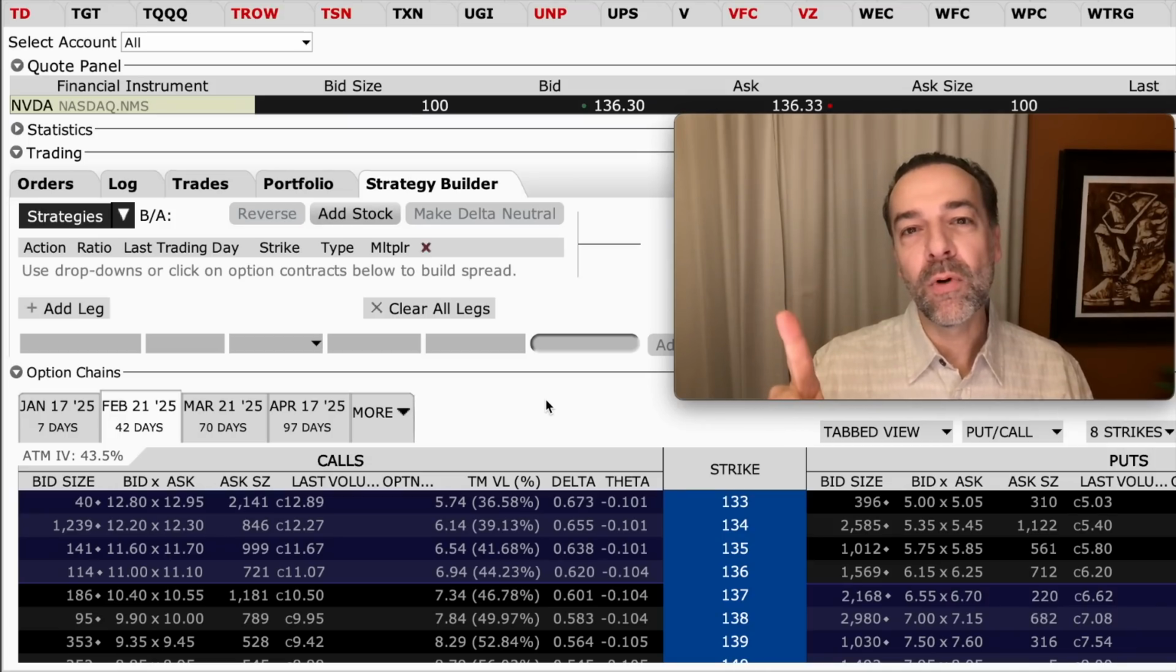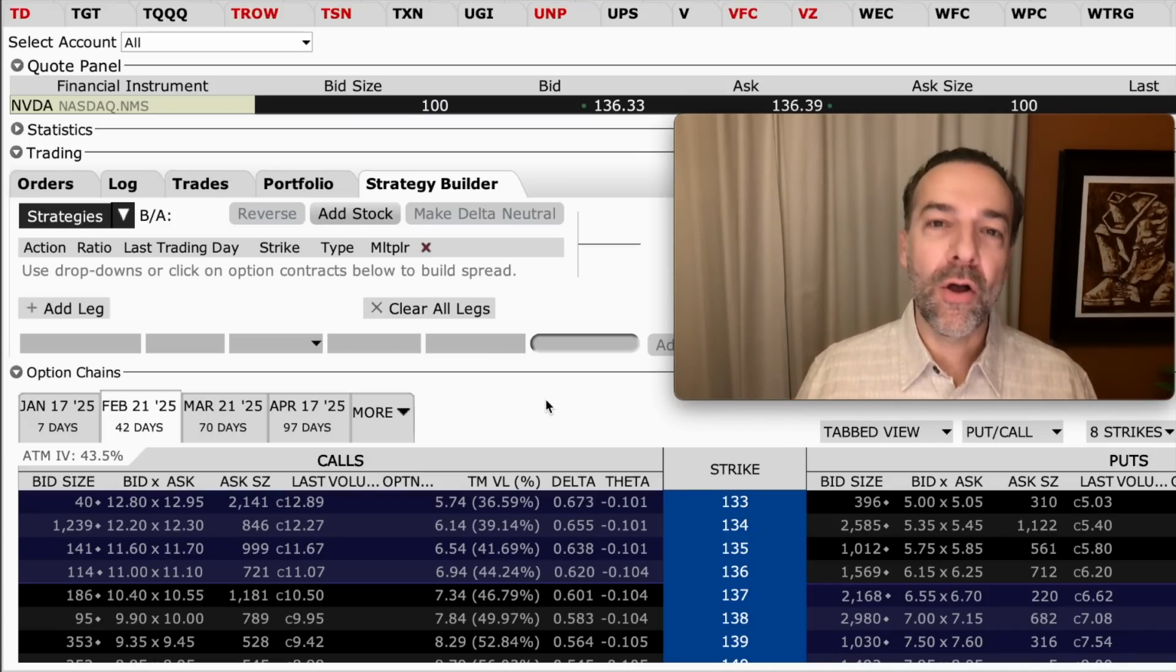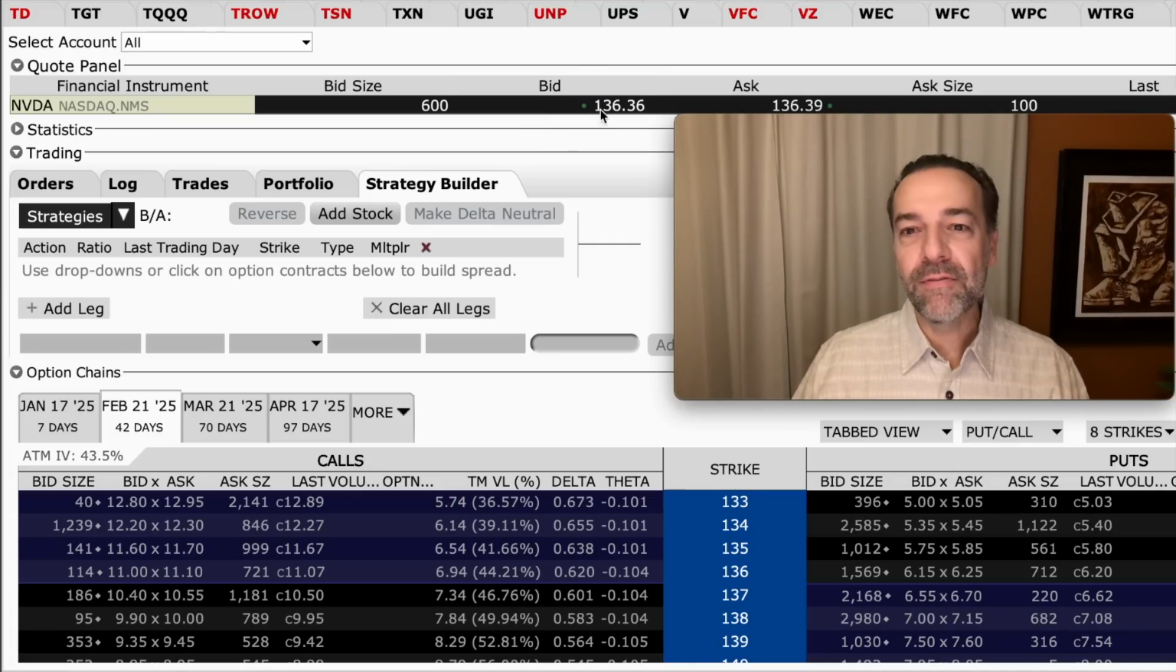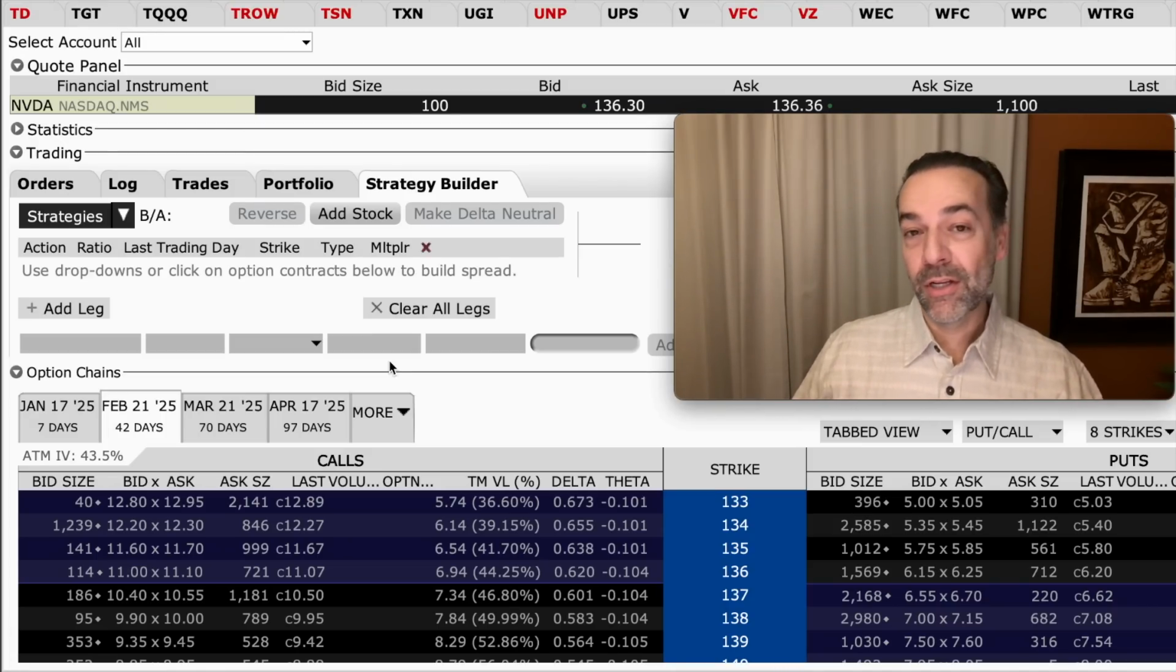Option trading strategy number 1, if we're bullish on Nvidia, is that we can place a bullish debit call spread. Let me show you what I mean. So currently you see Nvidia is trading for around $136 per share. So if we believe that over the next month or so, month to month and a half, Nvidia was going to go up in price, then we could do this bullish call debit spread.